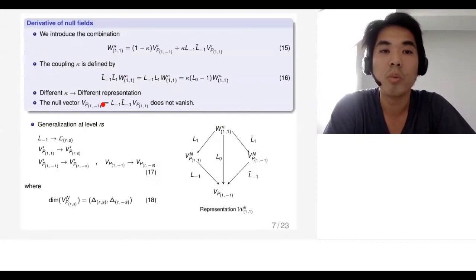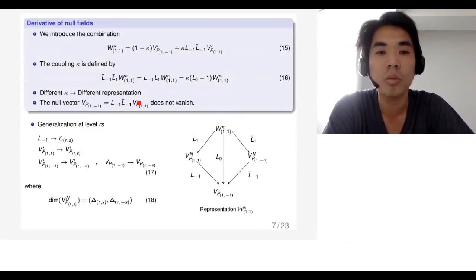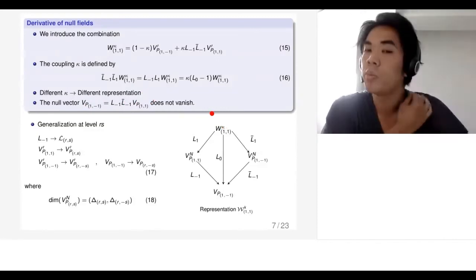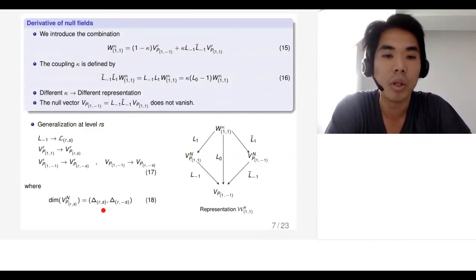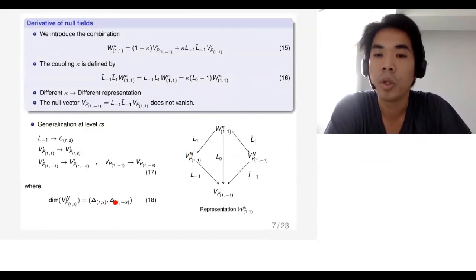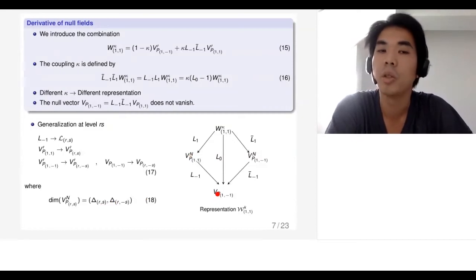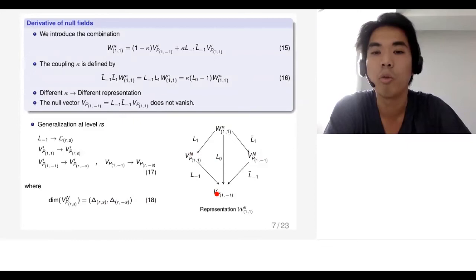And so the important thing about this derivative of null field is that the null field itself must not vanish. So let us see the structure of this representation. We start with this logarithmic field here. Then we can arrive at two non-diagonal primaries, where here's the dimension. And then you can come back at this diagonal primary, which is the null field itself.